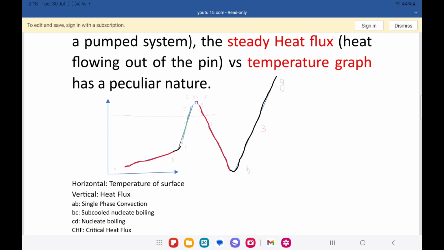In the subcooled nucleate boiling zone and film boiling zone, the operating point is in the stable zone, while in transition boiling, it is in an unstable zone. That is, in transition boiling, the point will quickly move away from the operating point, and depending upon how the heat flux is changing, it may go to the film boiling zone or the nucleate boiling zone.